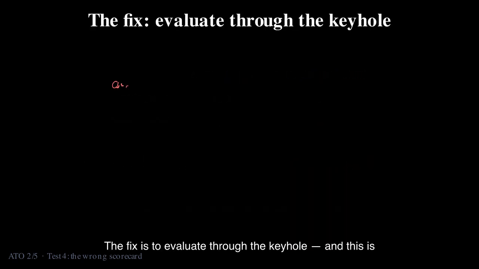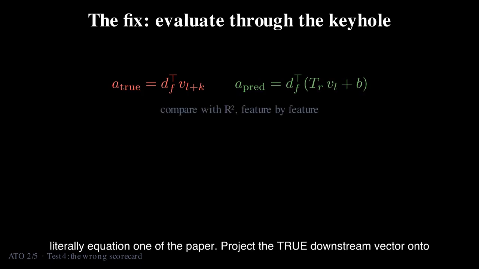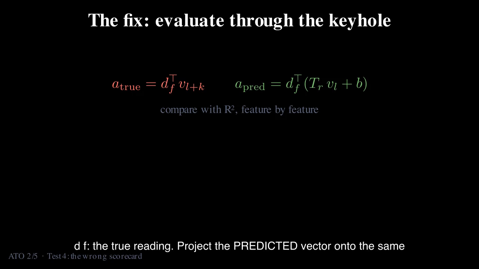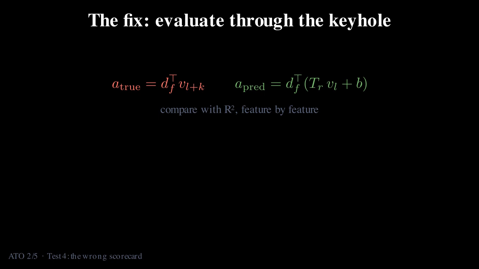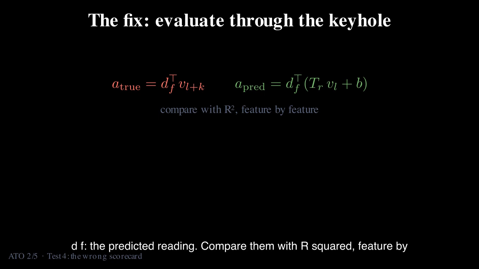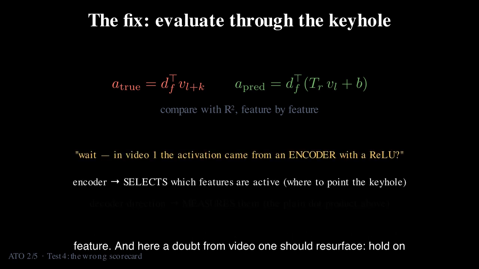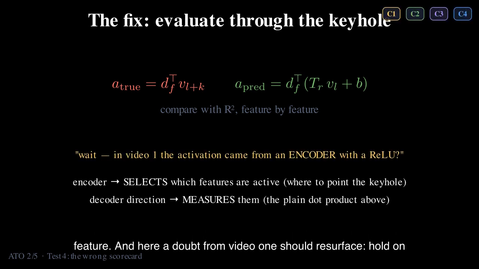The fix is to evaluate through the keyhole, and this is literally equation 1 of the paper. Project the true downstream vector onto df, the true reading. Project the predicted vector onto the same df, the predicted reading. Compare them with R squared, feature by feature. And here a doubt from video 1 should resurface.